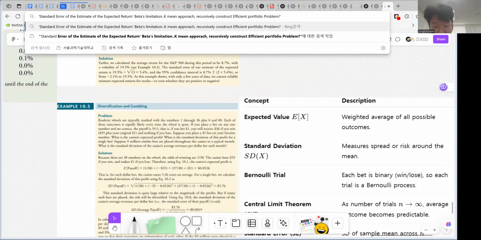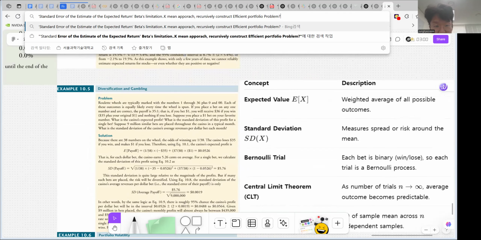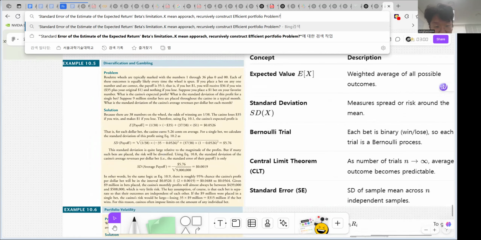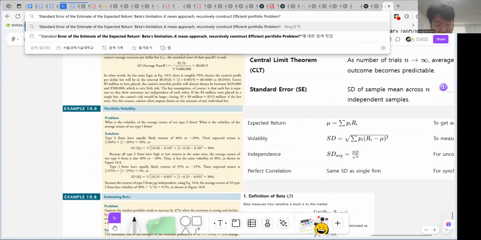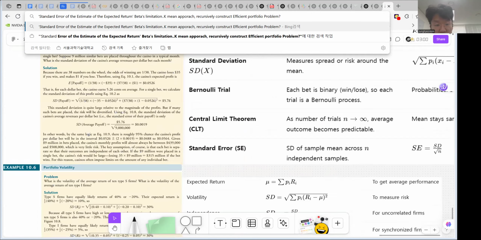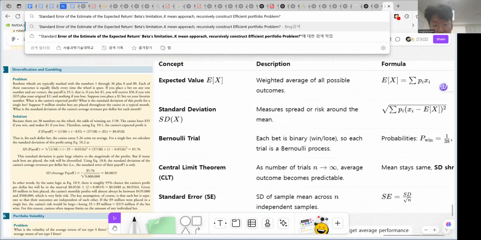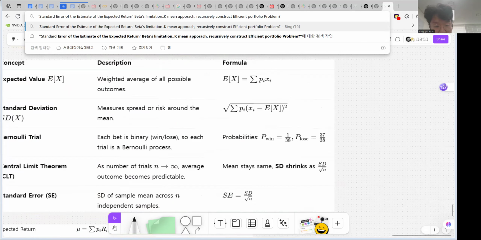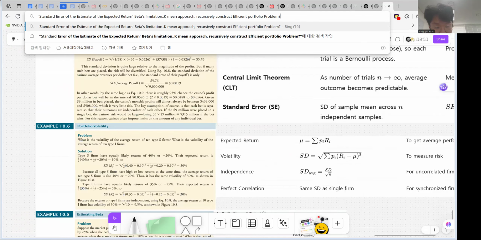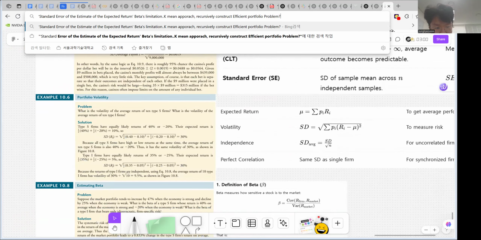And for diversification, this is the diversification of the casino problem from the casino's perspective. If you see here, when you calculate the standard deviation, you divide it by the number of users. We use the concepts of the central limit theorem and the law of large numbers for portfolio volatility.